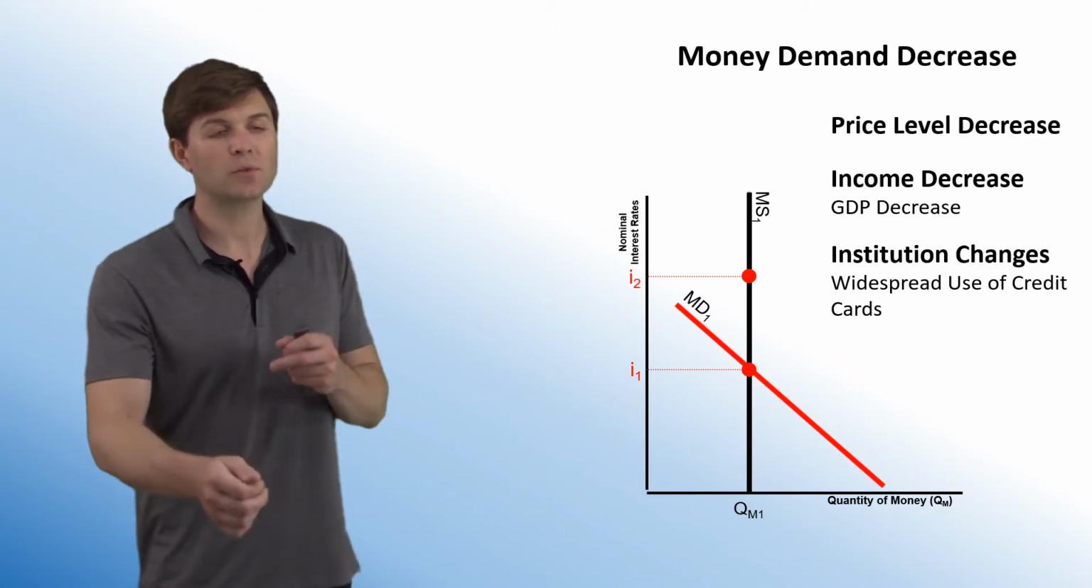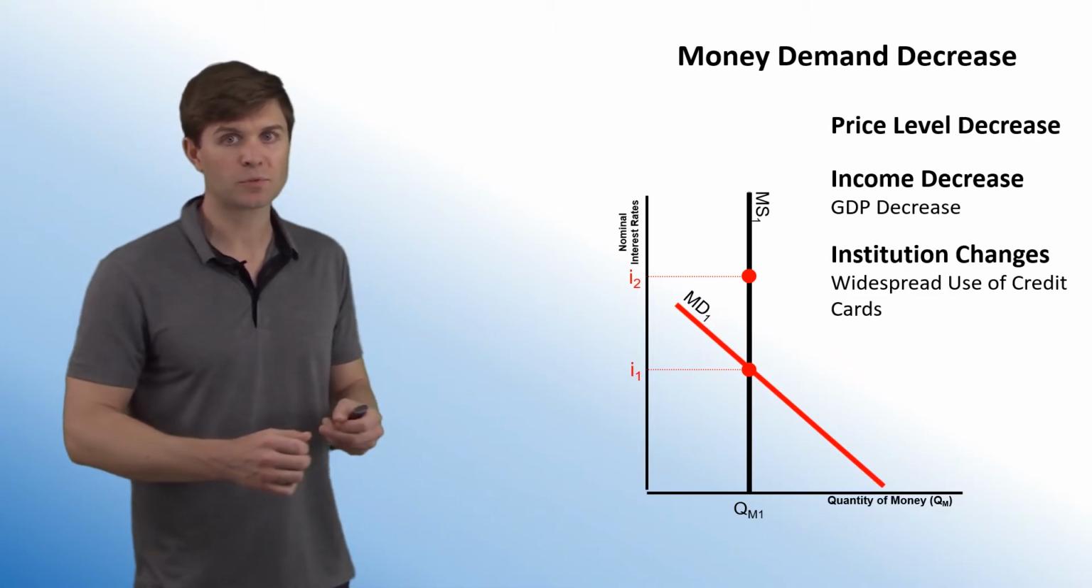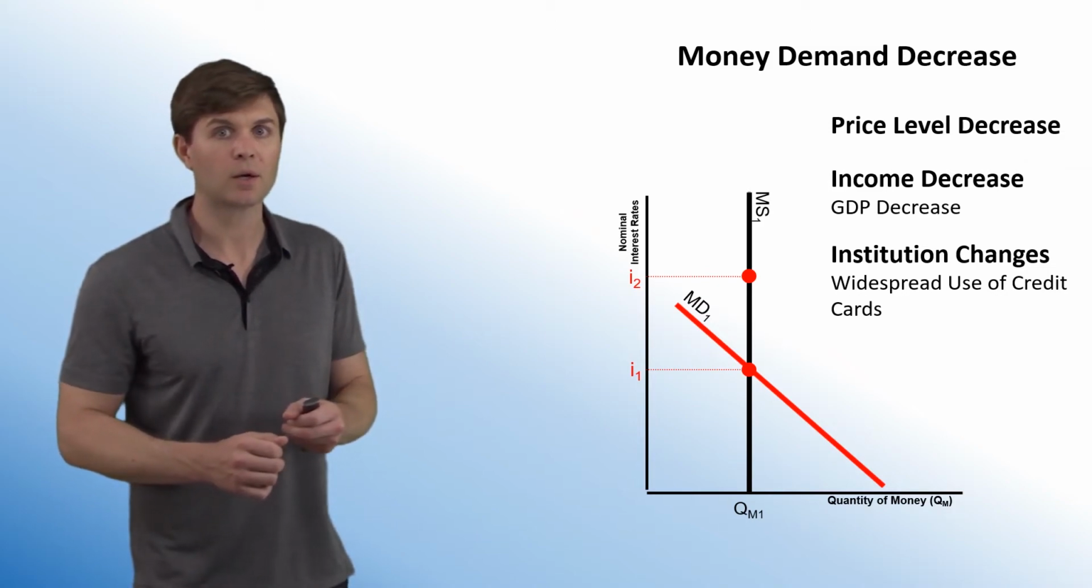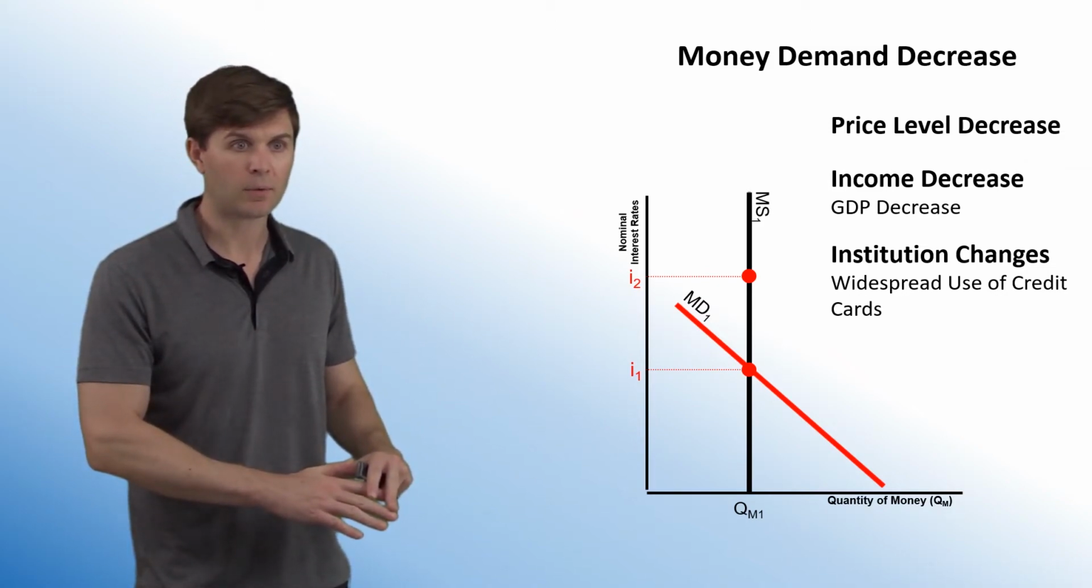So in an emergency, they could use a credit card. They could buy their groceries with a credit card. They could pay the pizza man with a credit card, and it caused the demand for money to go down.